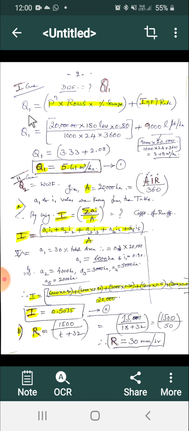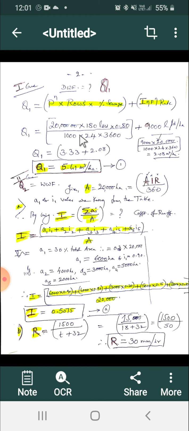First case. Q1 is what actually? DWF. This is a dry weather flow. Here population into rate of water supply into percentage of sewage, plus this, because we are adding the infiltration. Water is coming inside the pipeline, that is the sewer line, so that water is going to increase. So that infiltration you have to add. How much they are given? 9,000 liters per day per hectare of area. Now let us add with this one and then solve the problem first.